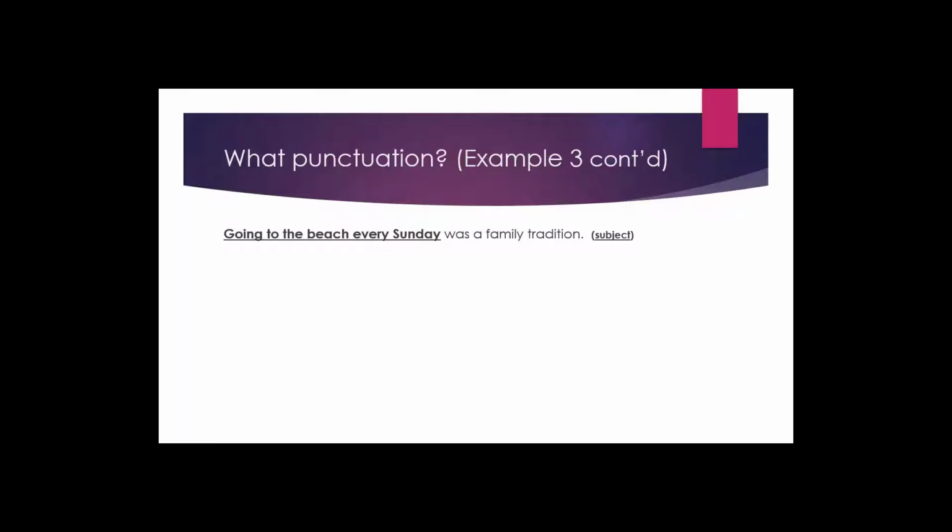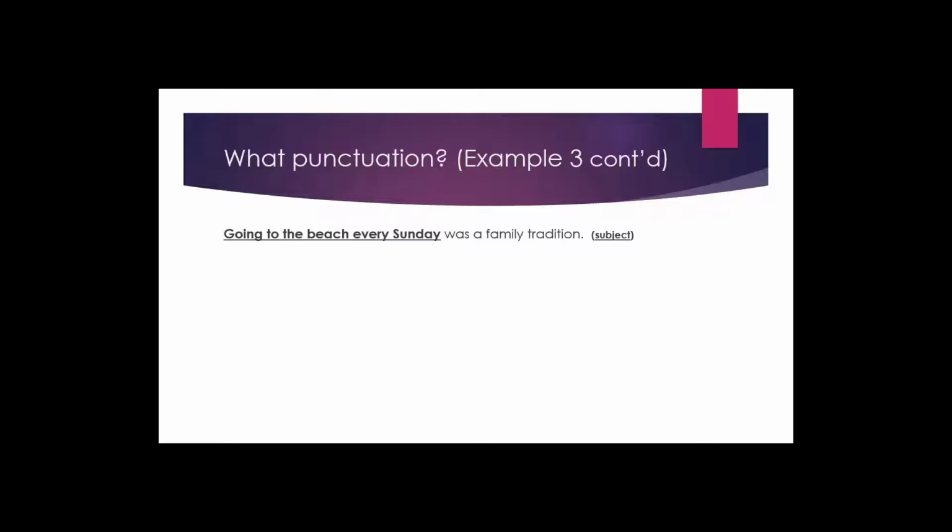So here's where sometimes speaking and writing are a little bit different. For example, if I say, going to the beach every Sunday was a family tradition, there might be a natural pause in your speaking between going to the beach every Sunday, and the phrase was a family tradition. However, in writing, grammatically, we actually don't need a pause or a comma there. So we don't put a comma between the subject and the verb.